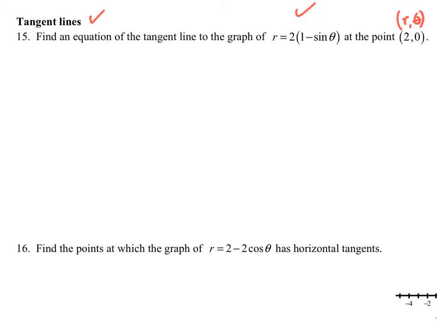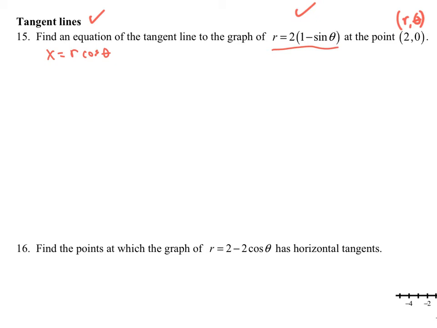What we have to do is find out what dx/d theta is and dy/d theta, and then we're going to have to find out what dy/dx is. So it's similar to what we did with parametric equations. However, in this case, we have to get x and y going first. So I do know that x is equal to r cosine theta. Well, what's r? In this case, r is equal to 2 times the quantity 1 minus the sine of theta.